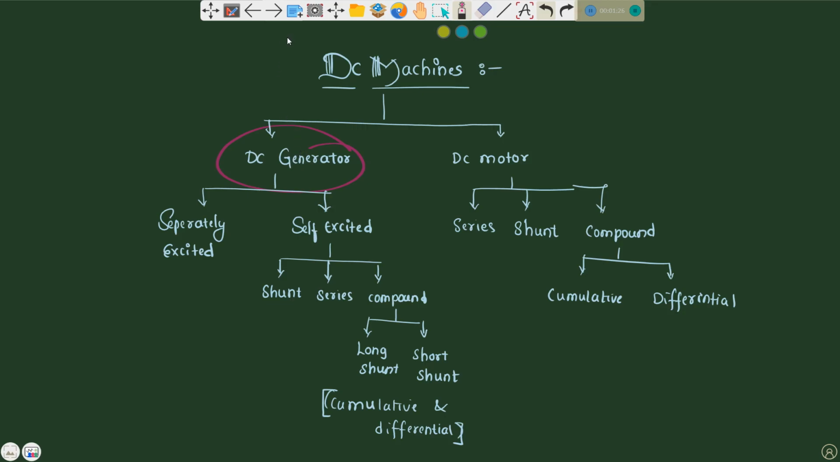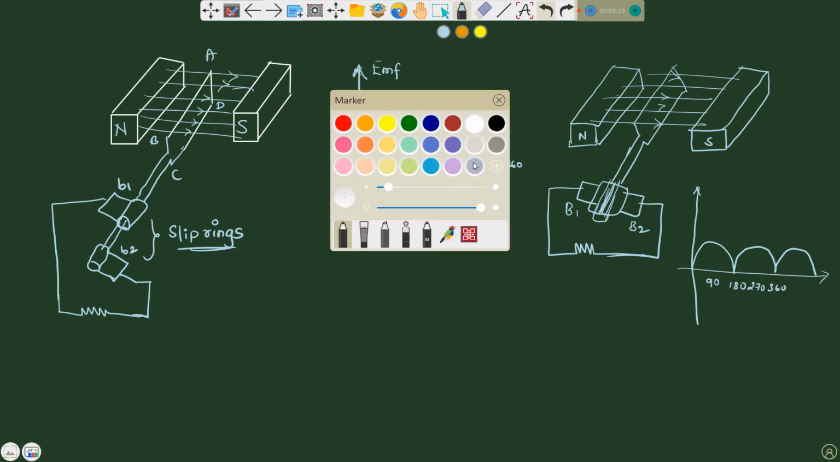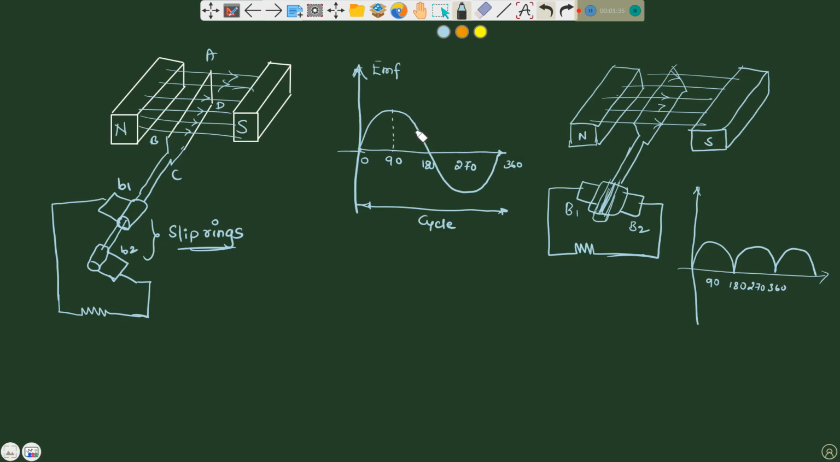So what is a DC generator? Firstly, all of you know that a DC generator means generating DC power or energy. So a DC generator is a device which converts mechanical energy into electrical energy.